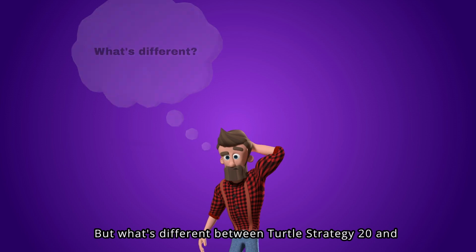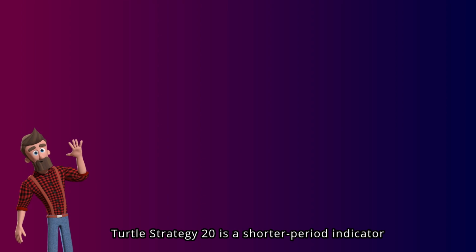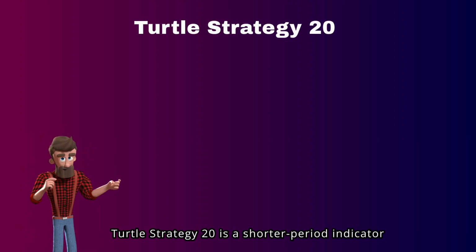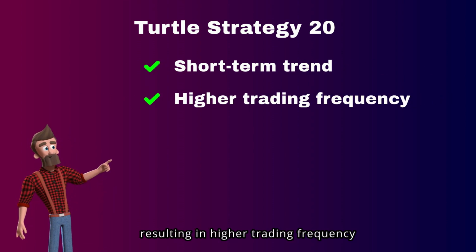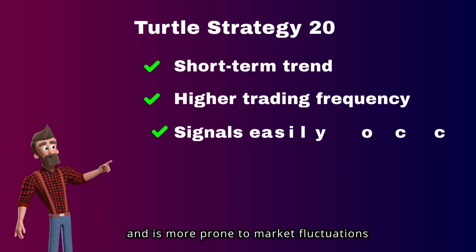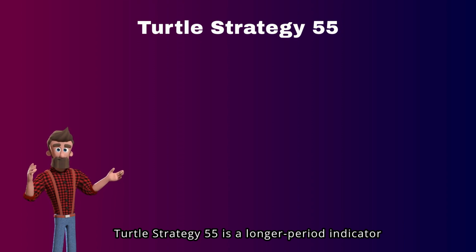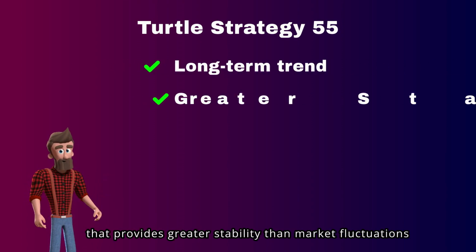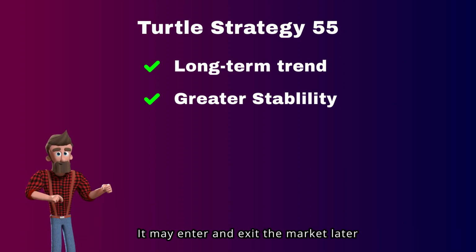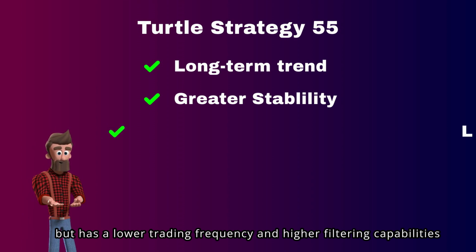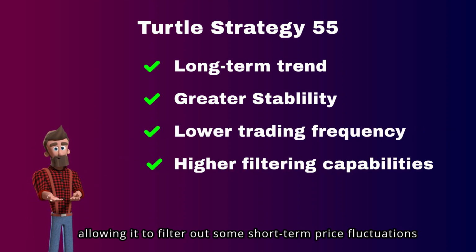But what's different between Turtle Strategy 20 and Turtle Strategy 55? Turtle Strategy 20 is a shorter period indicator more likely to capture short-term trends, resulting in higher trading frequency. It may enter and exit the market earlier and is more prone to market fluctuations. Turtle Strategy 55 is a longer period indicator that provides greater stability against market fluctuations, making it more suitable for capturing long-term trends. It may enter and exit the market later but has a lower trading frequency and higher filtering capabilities, allowing it to filter out some short-term price fluctuations.